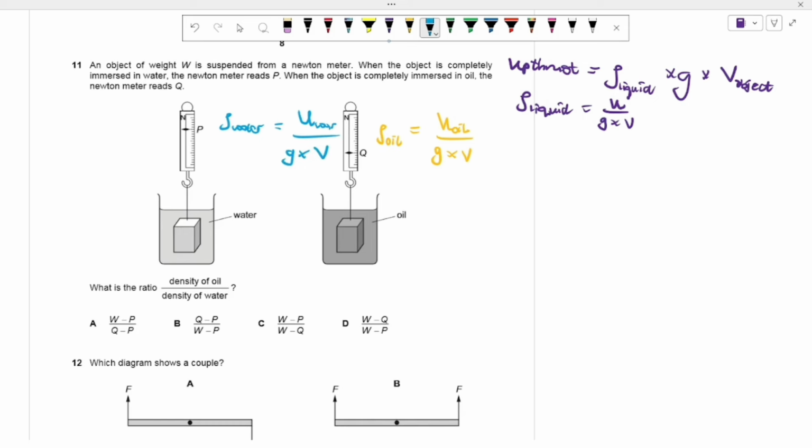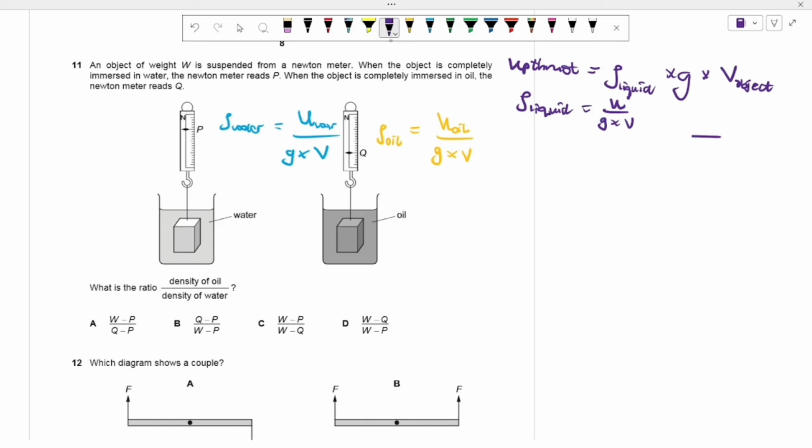Upthrust is rho gV. So the density of water will be the upthrust divided by g times V, and the density of oil will be the upthrust over g times V. But guys, why is upthrust rho gV? I've been getting a lot of questions about that. You don't need to memorize this stuff. I hate memorizing formulas. I want you to understand, not just memorize.